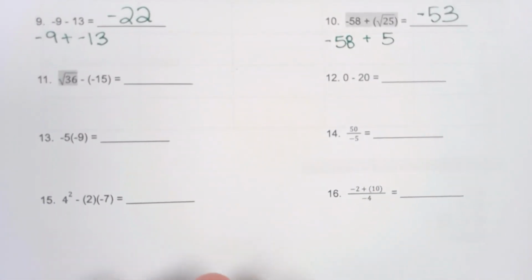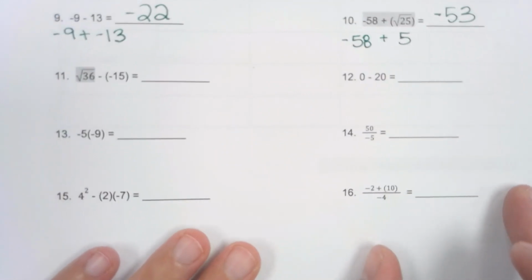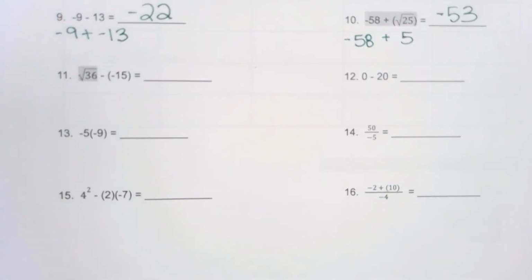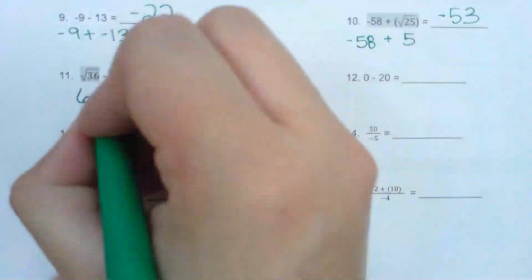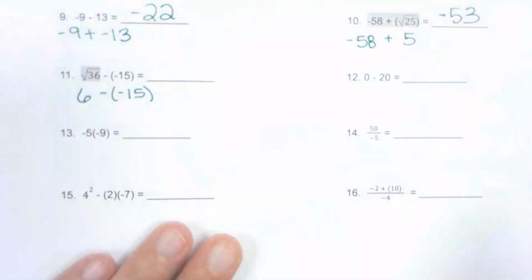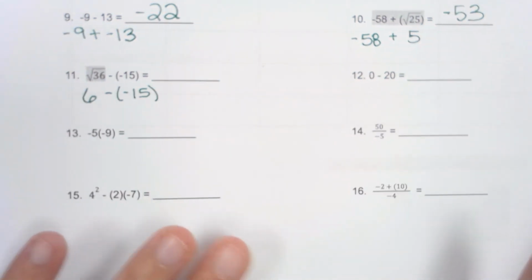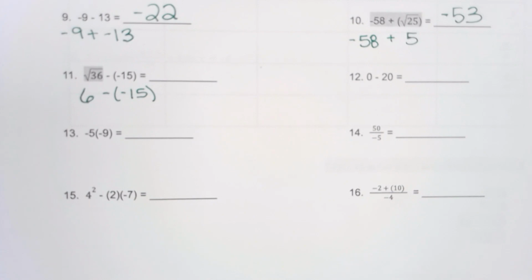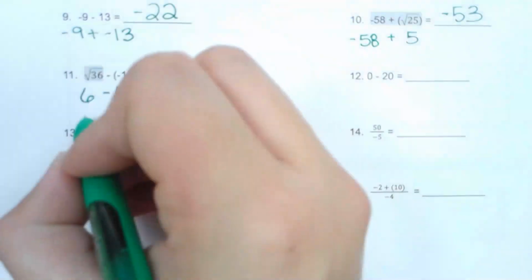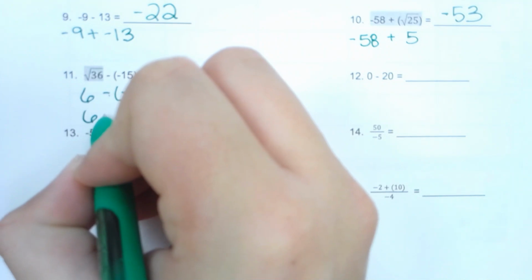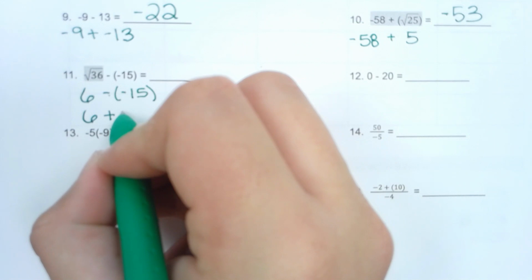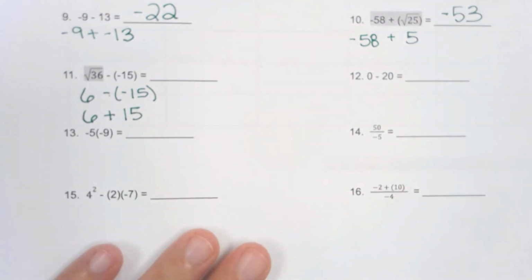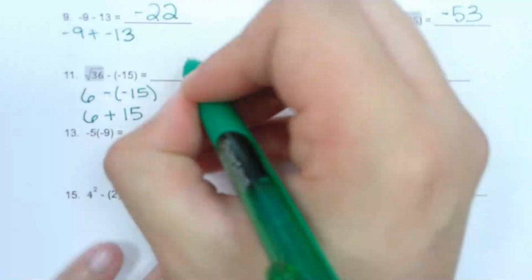All right, number 11. So again, I see a square root that I can simplify first. So what number times itself gives us 36? That would be 6, because 6 times 6 is 36. And then I'm going to rewrite everything. All right, so this goes to our keep change opposite, or keep change change. So you're going to keep the first number the same, change subtraction to addition, and add the opposite. So since this was a negative 15, the opposite of a negative is a positive. So in other words, 6 minus a negative 15 is just the same as 6 plus 15, and that would give us 21.